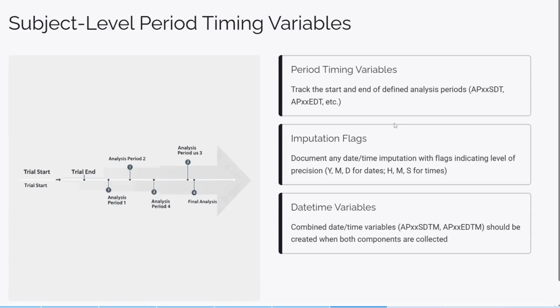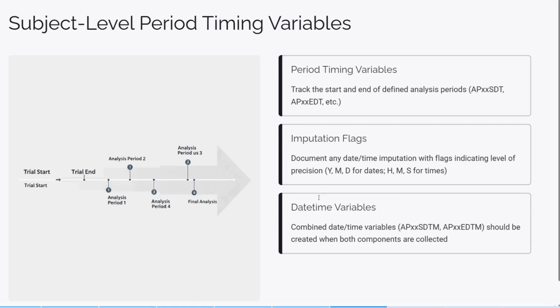Okay, you can also see the imputation flags. For date or time imputation, flags indicate the level of precision: year, month, and day for dates, hour, minutes, and seconds for times. For date and time variables, combined date-time variables should be created when both components are collected.